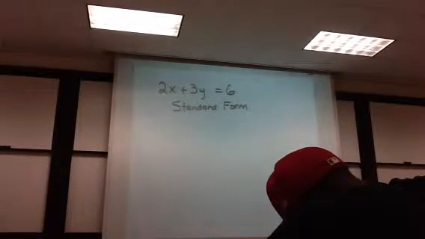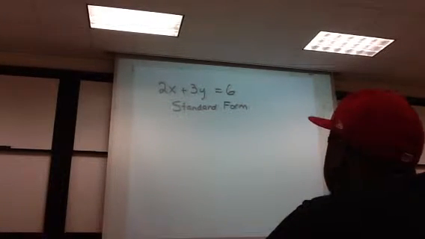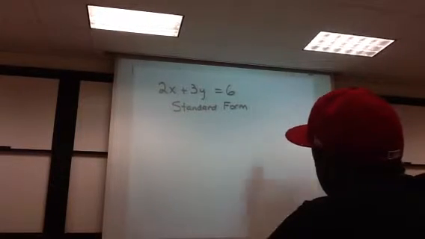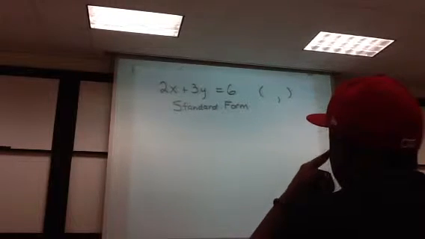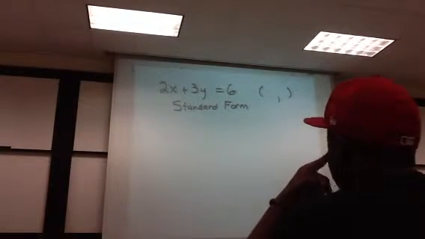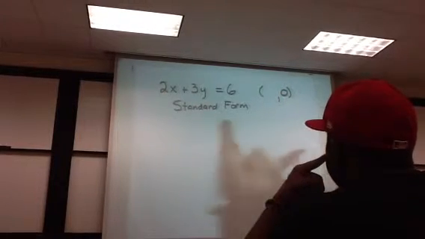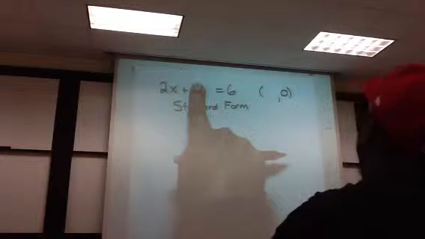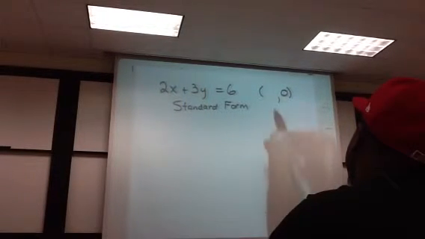Standard form is wonderful for one particular thing: finding the x and y intercepts. You agree with that? What do you do to find an x-intercept? Let y equal 0. We're going to let y equal 0. That means that 3y is 0, which means that 2x is 6. X must be 3.